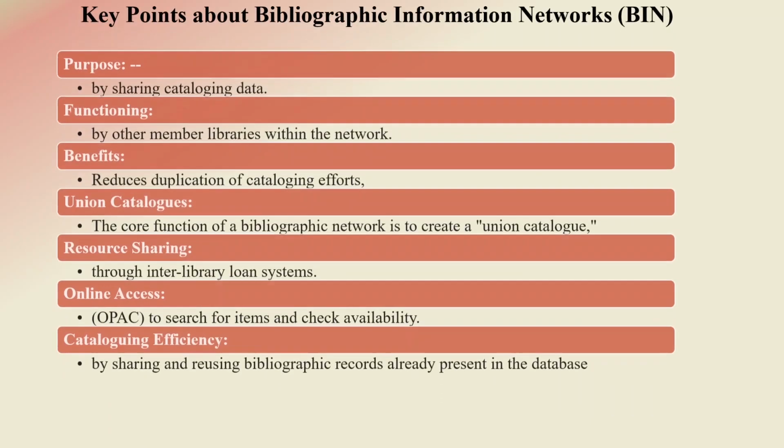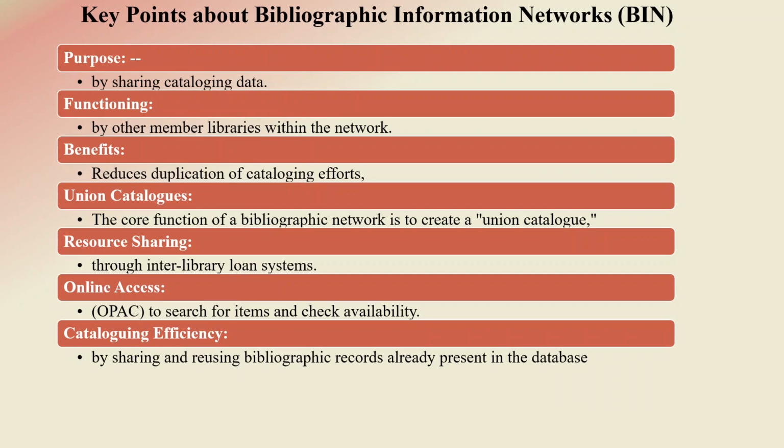So friends, what are the key points about the Bibliographical Information Network? What is the purpose? To enable libraries to pool their resources and provide wider access to information by sharing cataloging data. What is the functioning of this network? Libraries contribute their bibliographic records to a central database, which can then be accessed by other member libraries within the network.